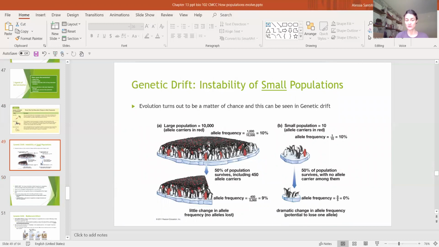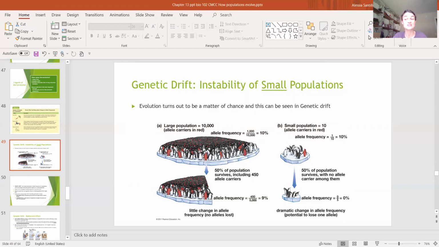So let's pretend we have two different populations of penguins. And these red penguins have, I don't know, some weird wax coating that allows them to swim better in the ocean. As you can see here, we have 10,000 penguins, and 1,000 that are red, so 10% of the penguins have the red, fancy, waxy, swimming allele. In a smaller population, we have 10, and only 1 out of 10 has that waxy complexion. But still, our allele frequency is 10% because 1 out of 10 is equal to 10%. So technically, these allele frequencies are the same.